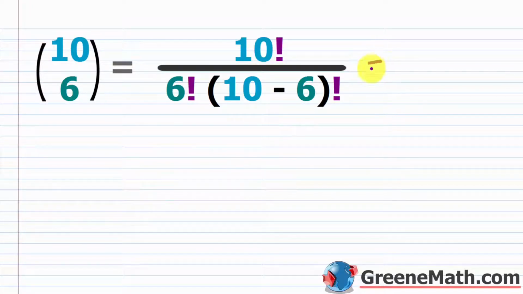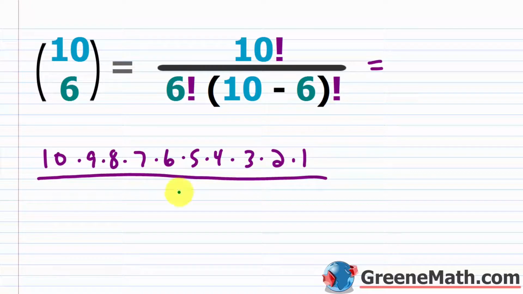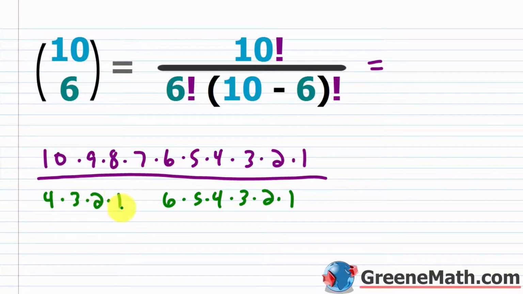So what I'm going to do here is go ahead and say 10 factorial is 10 times 9 times 8 times 7 times 6 times 5 times 4 times 3 times 2 times 1. And you see why a calculator is handy here, right? And then you have 6 factorial. So let me write that under here because it's going to cancel. 6 times 5 times 4 times 3 times 2 times 1. 10 minus 6 is 4, so 4 factorial. So let's write that over here. 4 times 3 times 2 times 1.